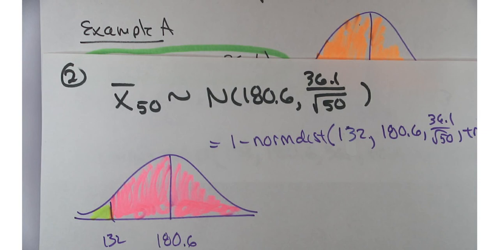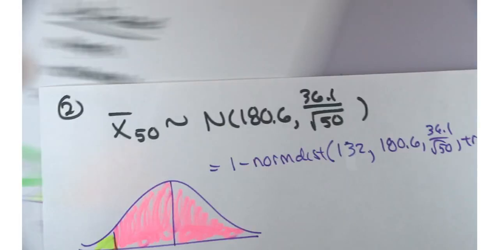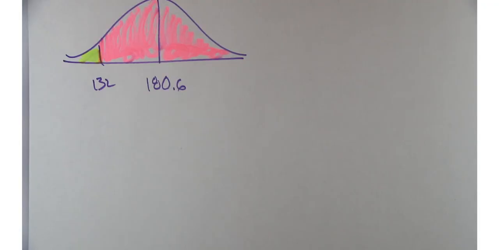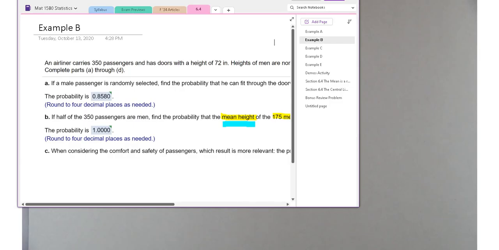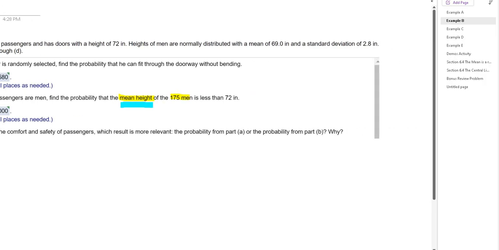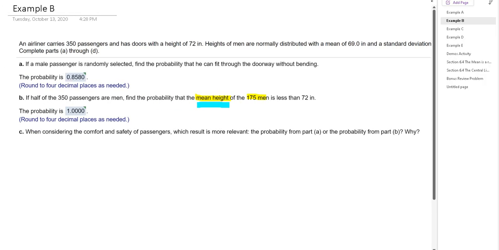Comments on that one? Let's take a look at example B then. An airliner contains 350 passengers and has doors with a height of 72 inches. That's exactly 6 feet. Heights of men are normally distributed with a mean of 69 and a standard deviation of, let's see, what is it? 2.8. So let's write that down to get started.